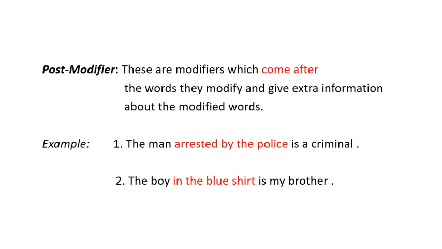In the same way, in the second sentence, the boy in the blue shirt is my brother. In the blue shirt is a prepositional phrase and it is used after the noun phrase the boy to give some extra information about the noun phrase. As the phrase gives some specific information about the noun phrase the boy, it is functioning as a post modifier of the word the boy.